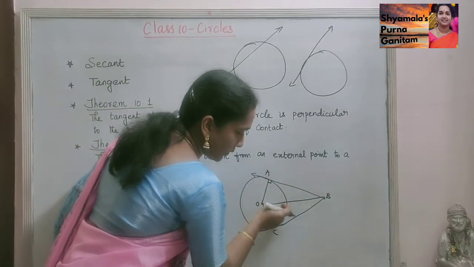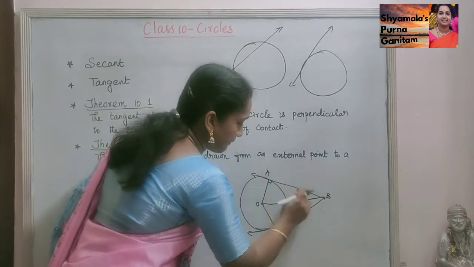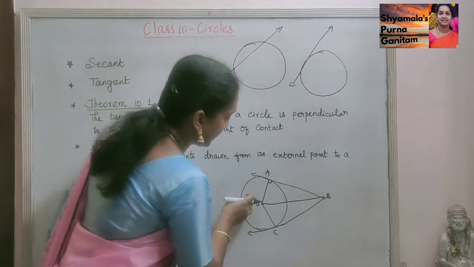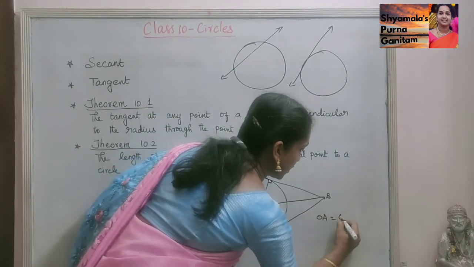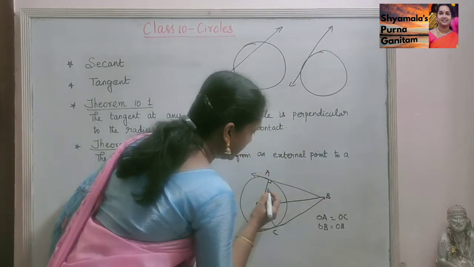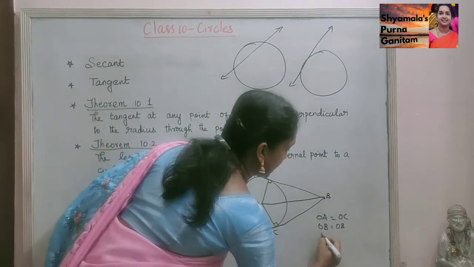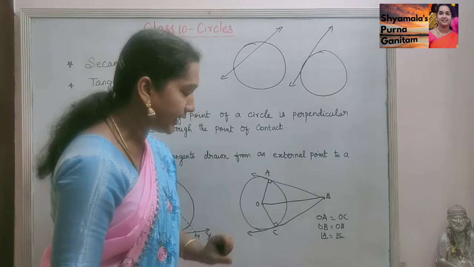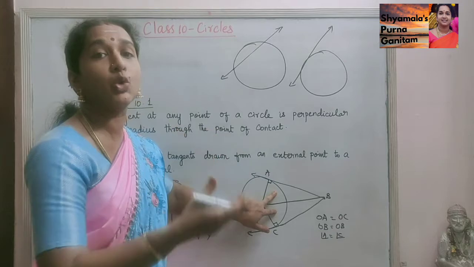We can prove the congruency of both these triangles, OAB and OCB. What are the congruent parts we get? OA and OC are the radii, so OA is equal to OC. OB is equal to OB, that is common. And both are perpendicular, that is, angle A is equal to angle C, both 90 degrees. So by RHS congruency we can say that both the triangles are congruent to each other.